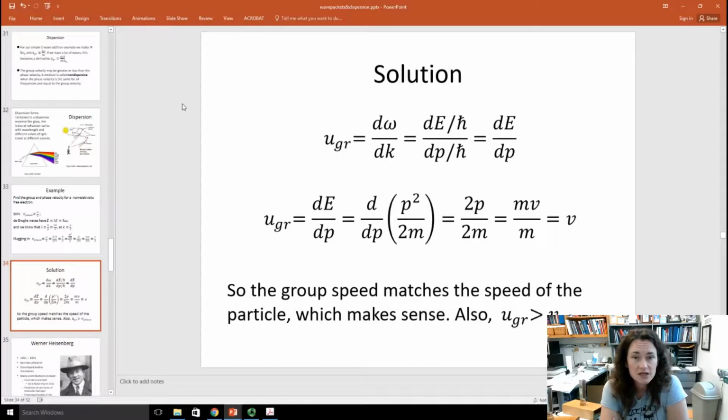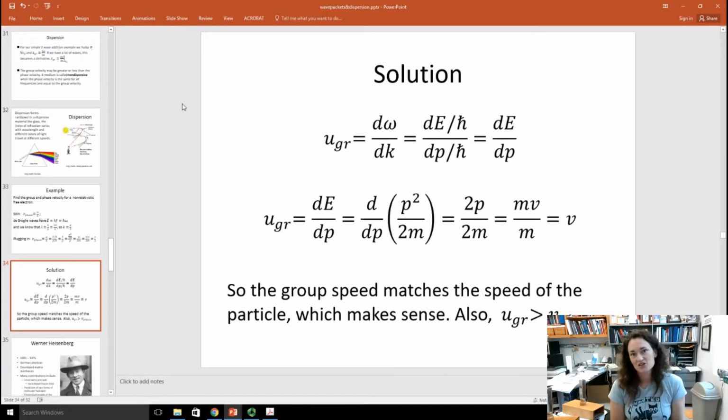So what that means is the group speed matches the speed of the particle. And that makes sense, right? You want your wave packet to track with where your particle actually is. And we can see here that the group velocity is faster than the phase velocity.